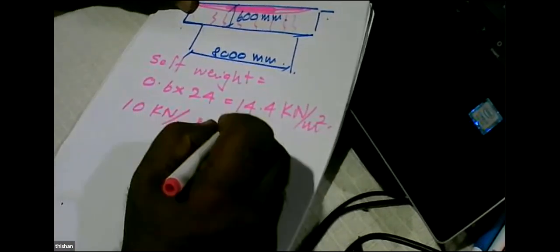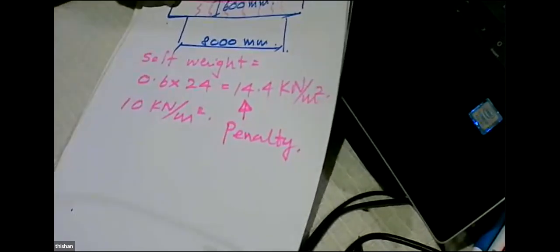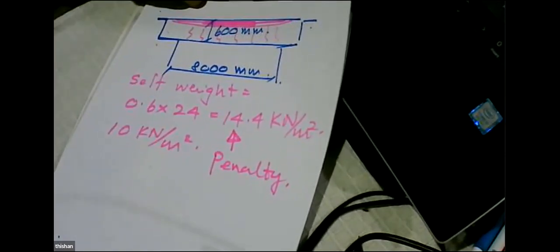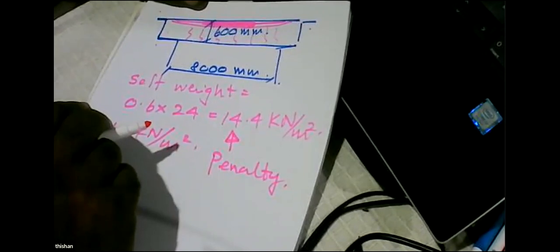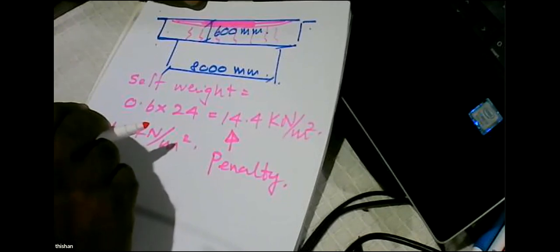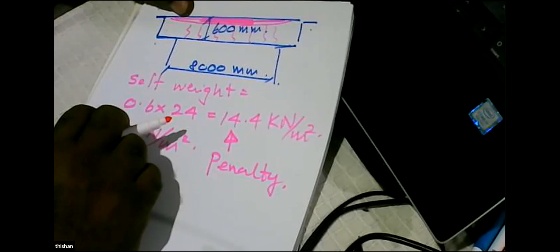So what you see is a situation where the self weight gives us a big penalty. It's a problem because it's heavy. And when you increase the span, you have to go for even thicker slabs. So the self weight of the structure is going to become fairly high. And in addition to carrying the live load, you have to carry the dead load as well. So we have to think about how we can minimize the penalty that we have to pay for the self weight.